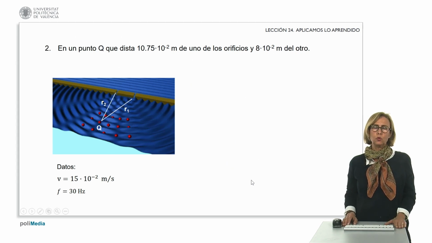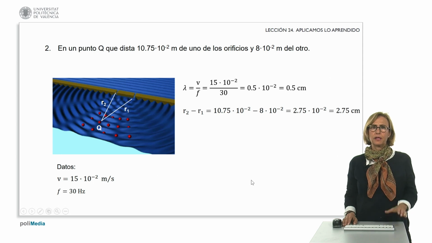At point Q, which is 10.75 times 10 raised to minus 2 meters from one of the holes, and 8 times 10 raised to minus 2 meters from the other, we operate in the same way. We have the velocity and frequency data with which we determine the wavelength, which again is 0.5 centimeters. We see the difference of paths, and this time it is 2.75 centimeters. We try to express this in terms of the half wavelength, and we see that it is 11 half wavelengths.